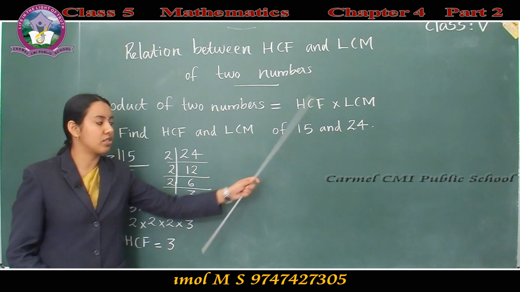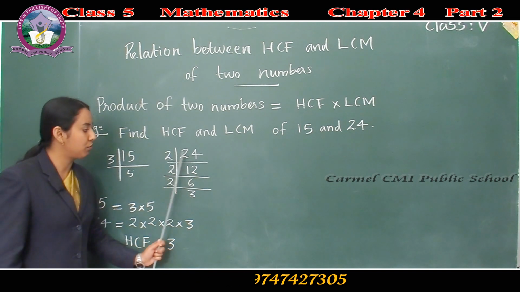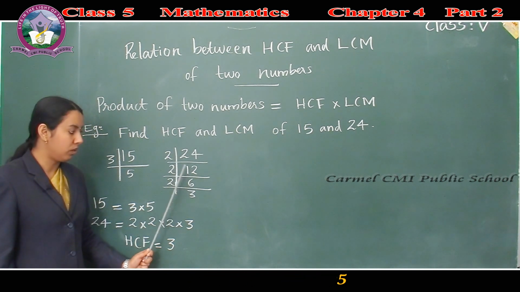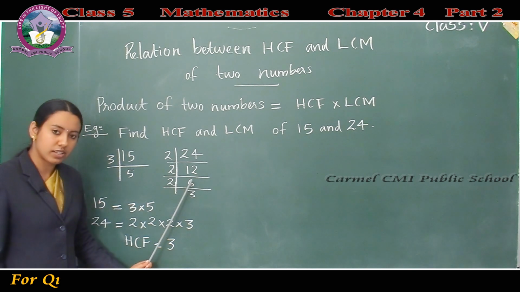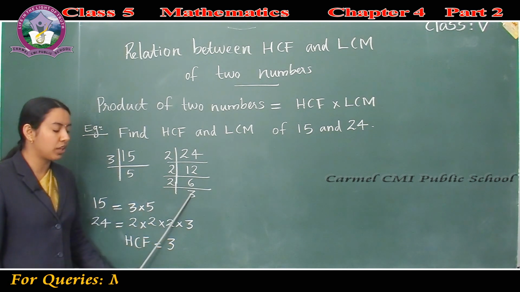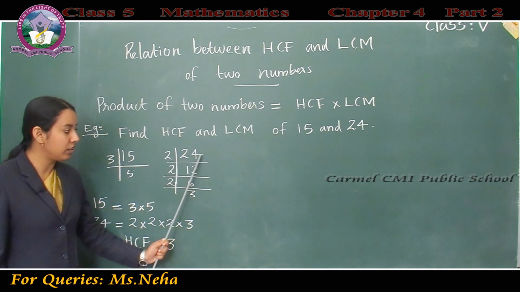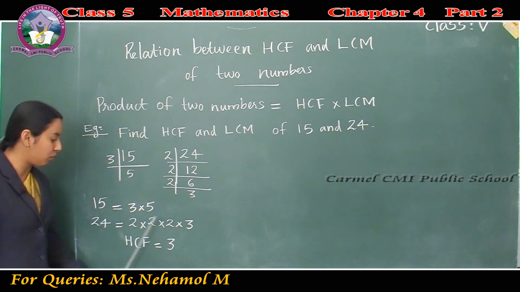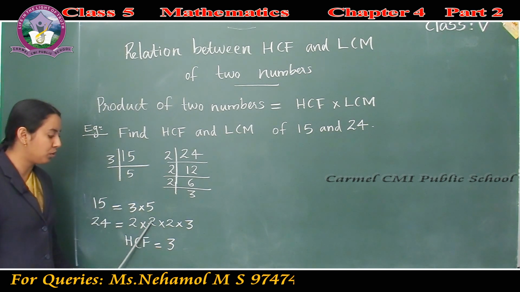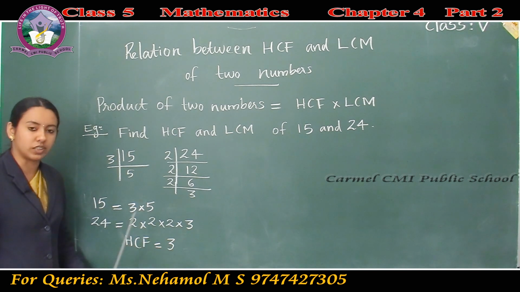Then prime factorization of 24. 24 divided by 2 is 12. 12 divided by 2 is 6. 6 divided by 2 is 3. We can write 24 as a product of prime factors: 2 into 2 into 2 into 3.